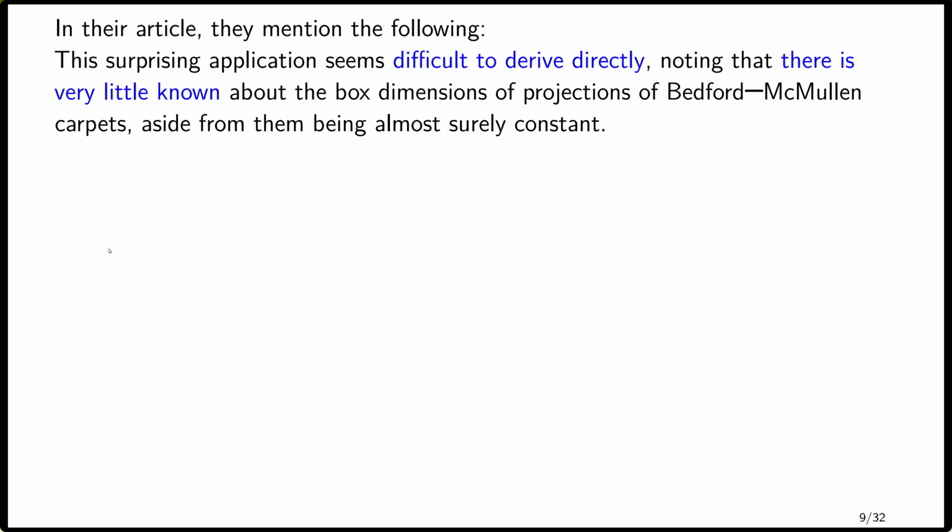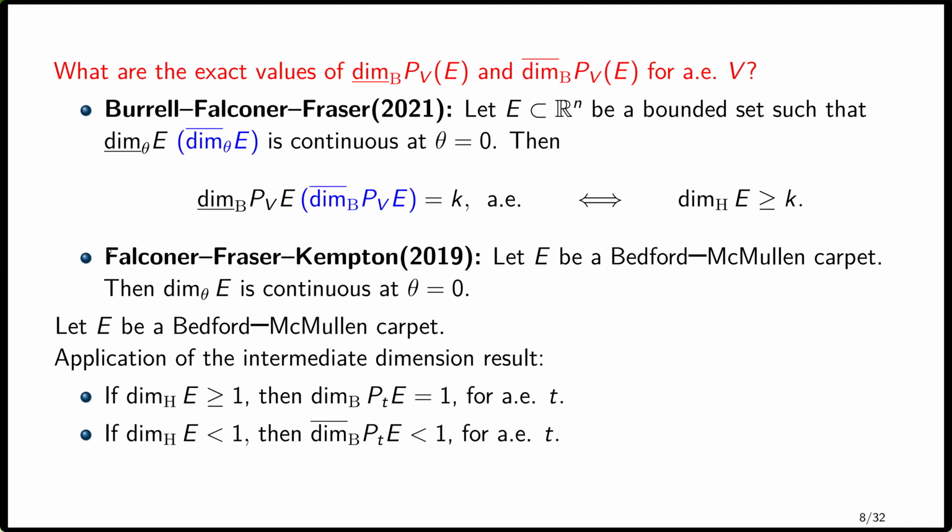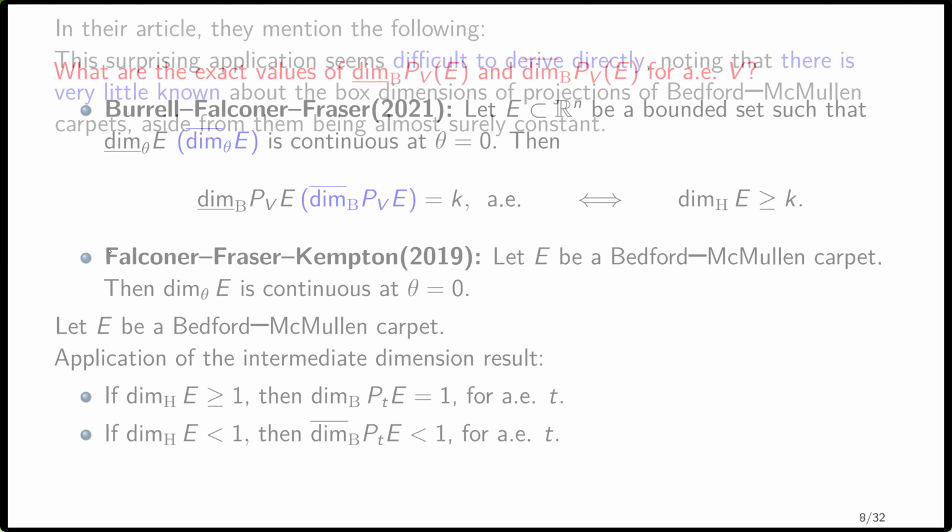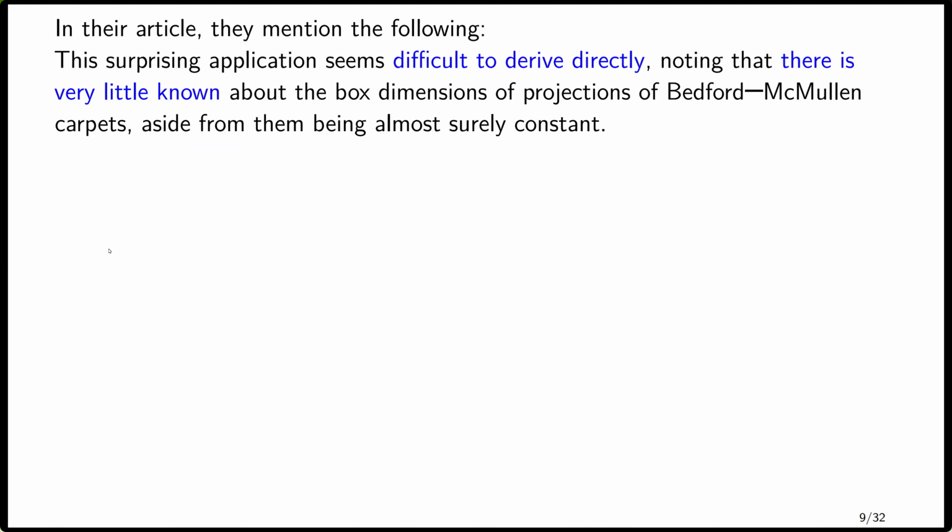So in fact, they don't know how to get a box dimension of the projection set from a Hausdorff dimension which is greater than 1. They only know that from the application of intermediate dimension. And there is very little known about the box dimensions of projections of Bedford-McMullen carpets. Well, in fact, the Bedford-McMullen carpet is the simplest self-affine set, but they don't know the projection results anyway.